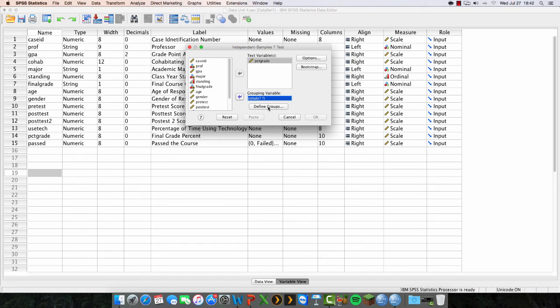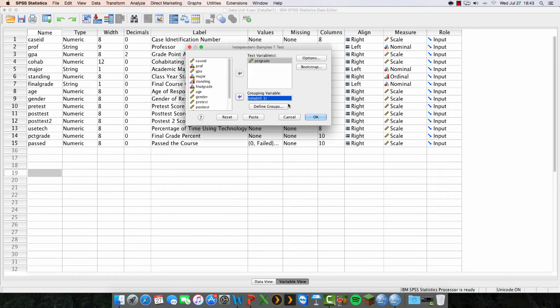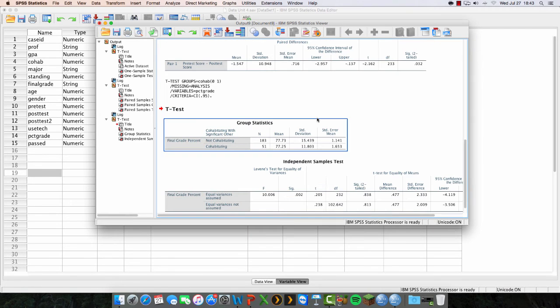As I mentioned before when I was walking you through the data set, the groups are broken up 0 for those people not cohabitating and 1 for those people cohabitating. Works every time with cohab, and we're very, very certain with this one that it's 0 and 1 because we looked in the data set. Same thing later on when you go on to using gender. It's coded 0 and 1: 0 for males, 1 for females. Works exactly the same way. Hit continue and hit OK.